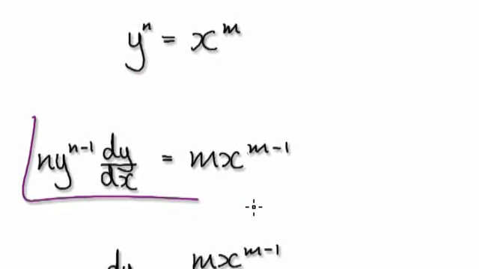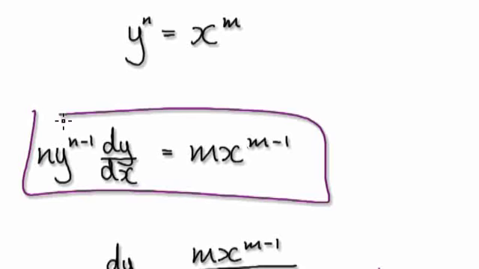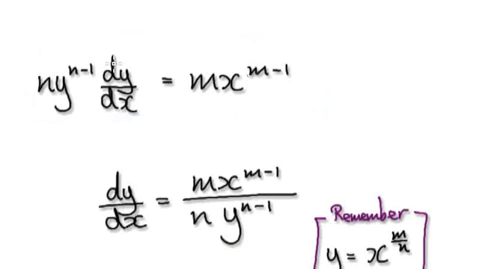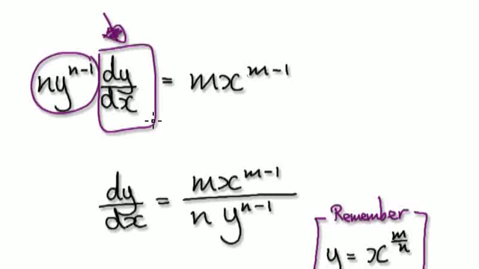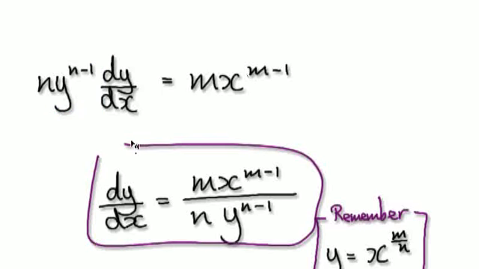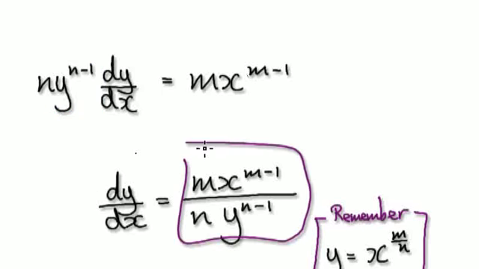Use implicit differentiation to take us to this stage here, and then isolate the dy by dx. That's because we want to work out what dy by dx is. So we would divide both sides by this thing here. That would take us to this. So the answer is dy by dx equals this thing here.